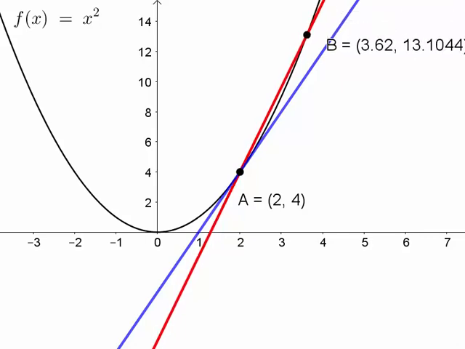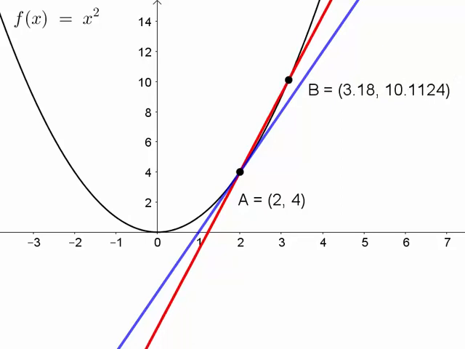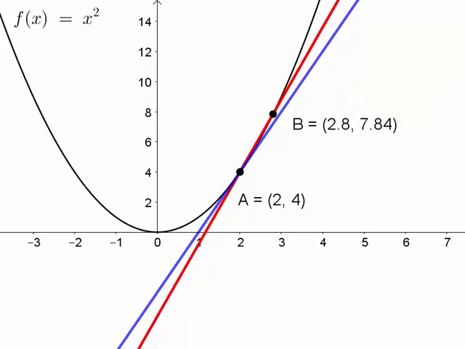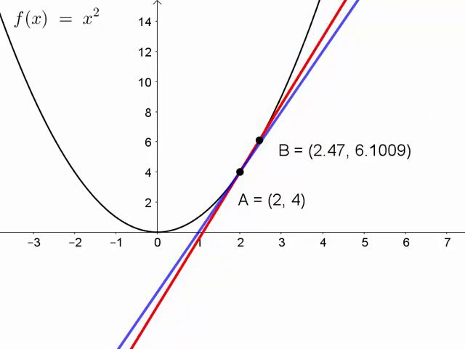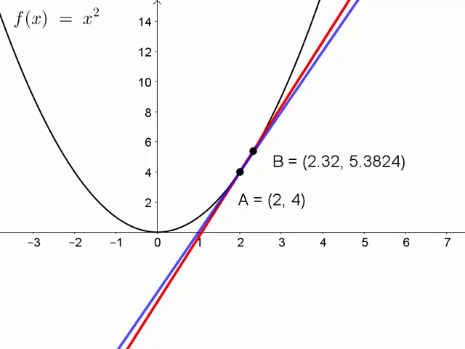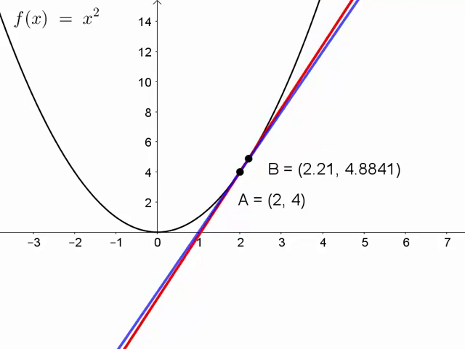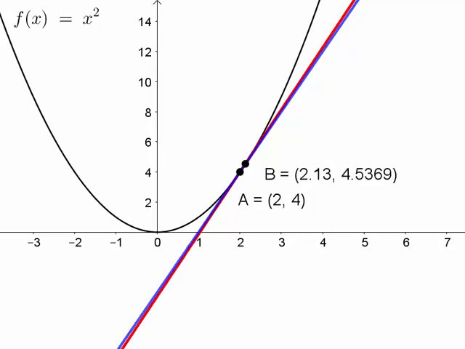As I bring those two points closer and closer together, specifically as I take B and slide it along the curve and bring it closer and closer to point A, notice what's happening to that secant line. It is getting closer and closer to the tangent line. It's looking more and more like the tangent line, until at some point the points are so close it's hard to even distinguish the secant line and the tangent line.